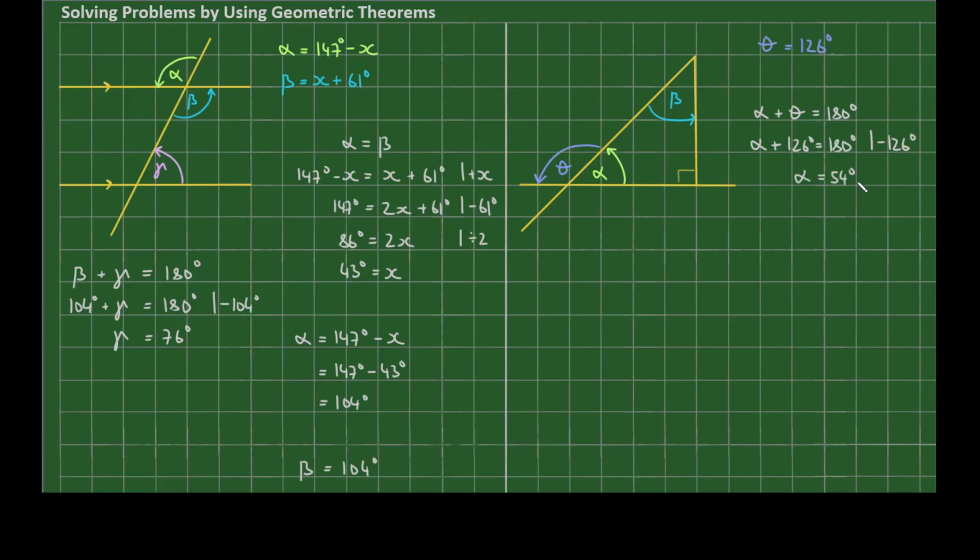What about beta? I know that angles alpha, beta, and this right angle need to add up to 180 degrees. I also know that alpha is 54 degrees. I can add the 54 and 90, and that will give me 144 degrees plus beta equals 180 degrees. By transposing the 144 degrees, I can calculate that beta equals 36 degrees. Let me look at two more problems.